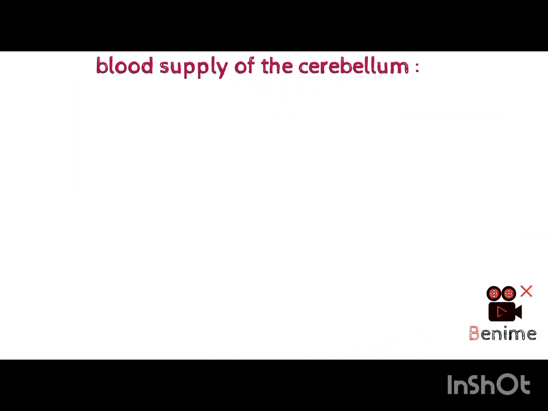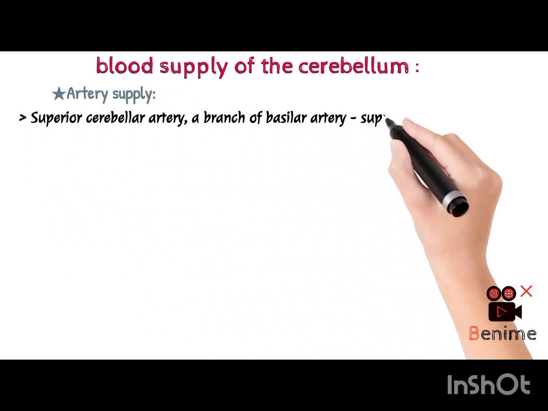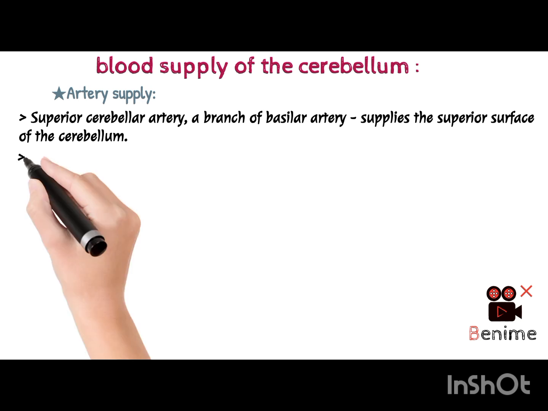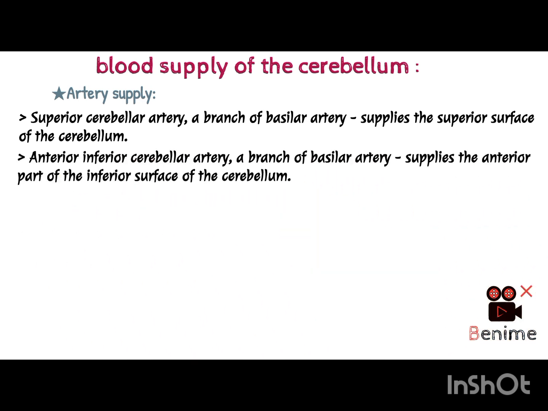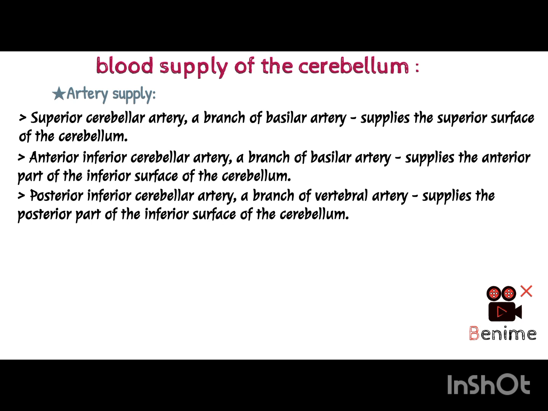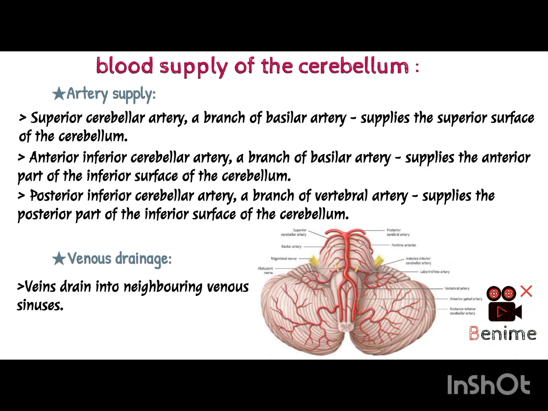Blood supply of the cerebellum. Arterial supply. The superior cerebellar artery, a branch of the basilar artery, supplies the superior surface of the cerebellum. The anterior inferior cerebellar artery, a branch of the basilar artery, supplies the anterior part of the inferior surface of the cerebellum. The posterior inferior cerebellar artery, a branch of the vertebral artery, supplies the posterior part of the inferior surface of the cerebellum. Now the venous drainage. Veins drain into neighboring venous sinuses. Here you can see in the figure.